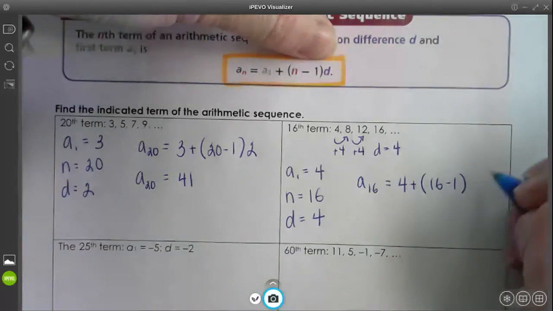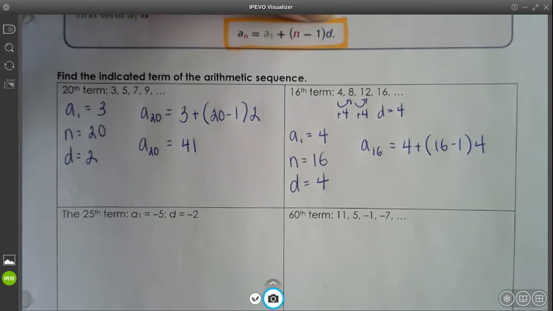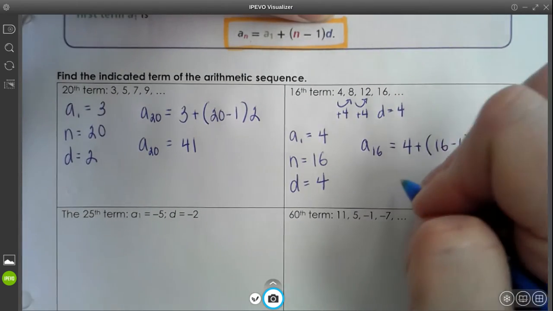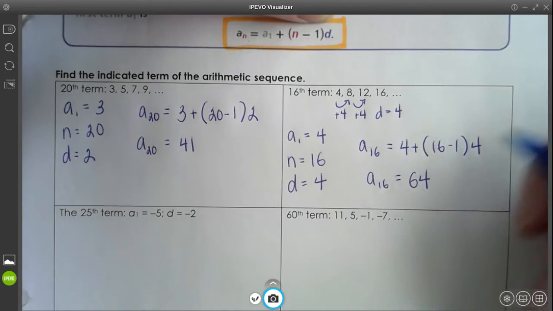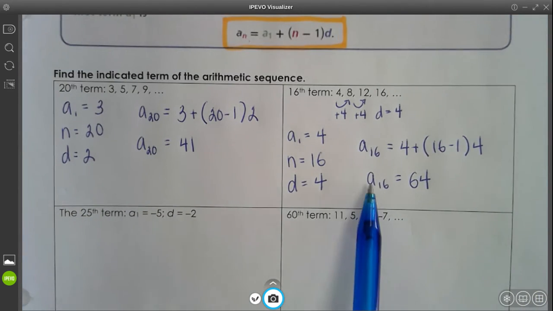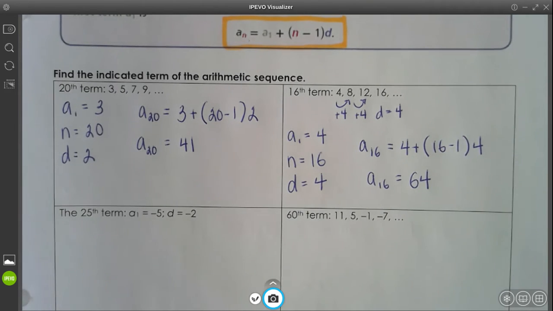Okay, if I were to enter all of that into Desmos or on a calculator, I would get 64. So that tells me that the 16th term of this sequence is 64, without even writing it out to 16 different terms. Okay, here's the next one, the 25th term of this.